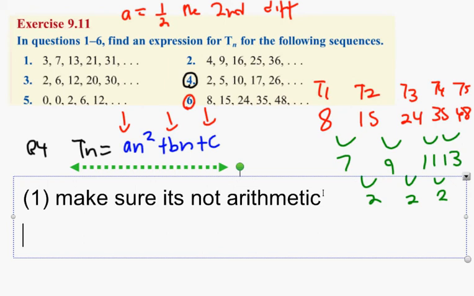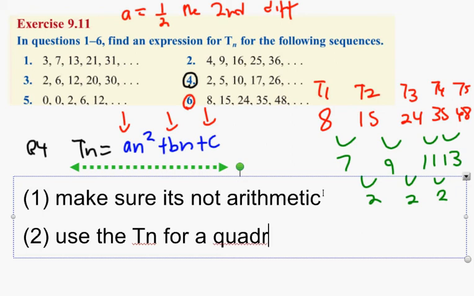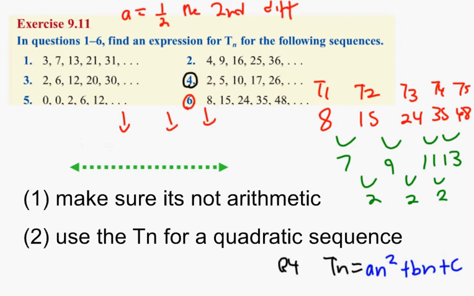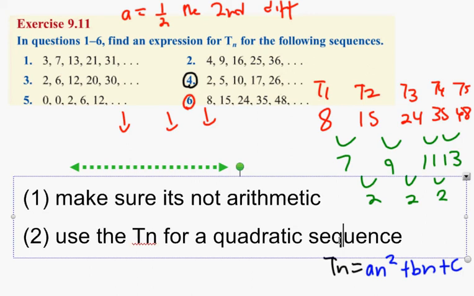Second part: use the Tn formula for a quadratic sequence. It's a quadratic sequence when the second difference is the same. Does that make sense? So use Tn for the quadratic sequence. The Tn for the quadratic sequence is this one up here, and it's going to be in your steps as well. Now, once you do that, what comes next?